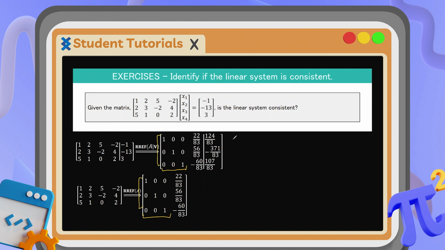So here, the rank of REF is equal to 3, and the rank of this one is also equal to 3. Therefore, since the ranks are equal, that means it is in fact consistent, or the linear system has a solution to this given example.